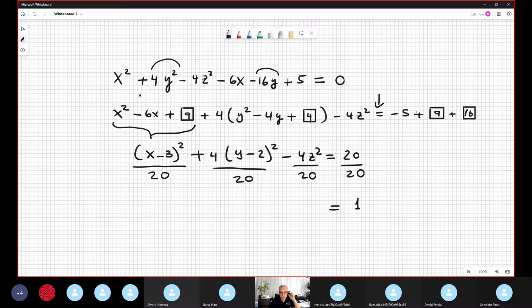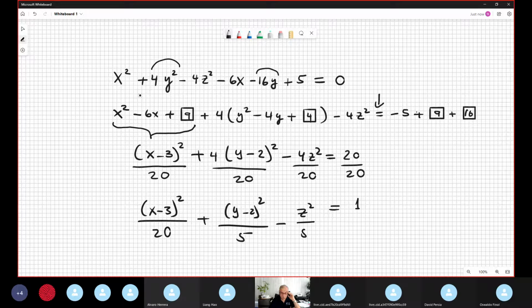It's the standard. So basically we have x minus 3 squared divided by 20 plus y minus 2 squared divided by 5. We come from 5, 20 divided by 4, no? Minus, similar, z squared, no translation, over 5. Equal 1. And your identification: this is the quadric surface that contains every variable. So x, y, and z are present, and everything is a square.